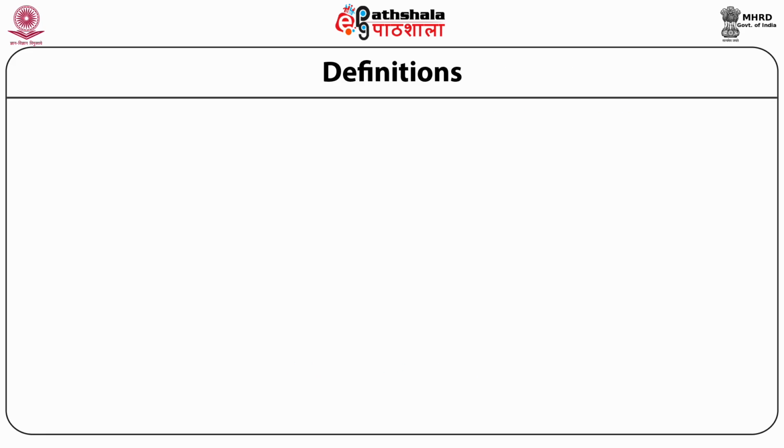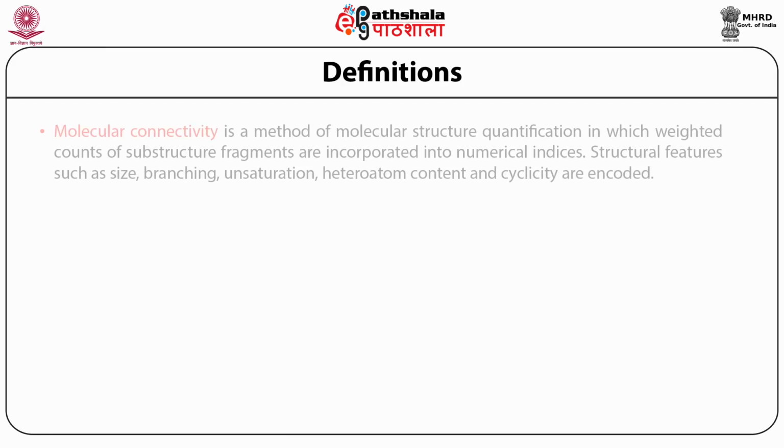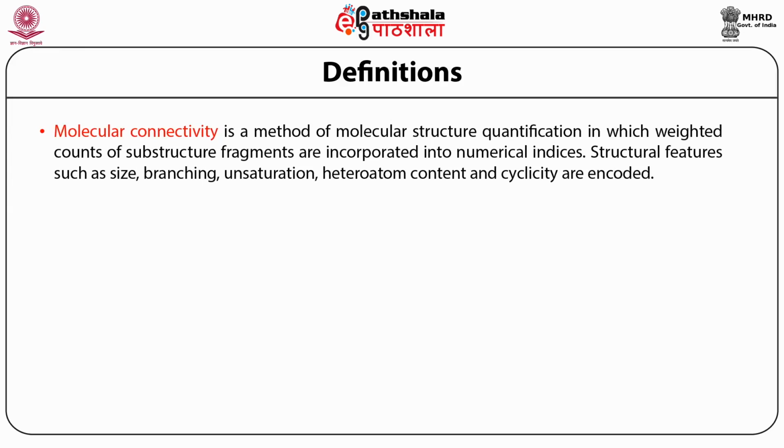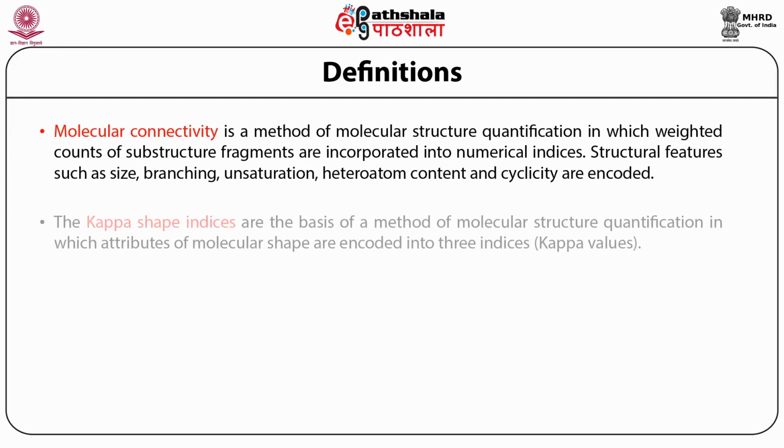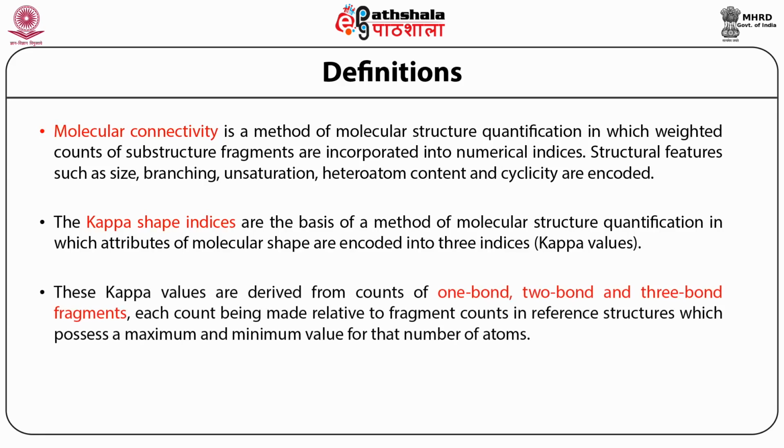A few definitions have to be elaborated here before we go to other indices. Something called molecular connectivity. Structures are very much related to molecular connectivity, in that the kappa index, the kappa shape index particularly, is the basis of a method where molecular structure quantification has been attributed, and this is related to molecular shape and is encoded by three indices. These kappa values are derived from 1 bond, 2 bond and 3 bond types of fragments. In many cases they are really helpful for annotation of fragments.